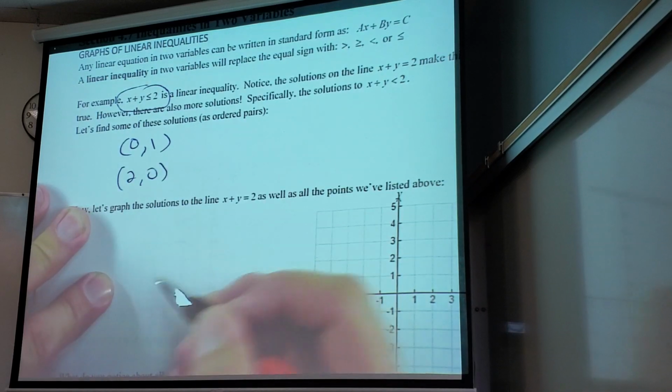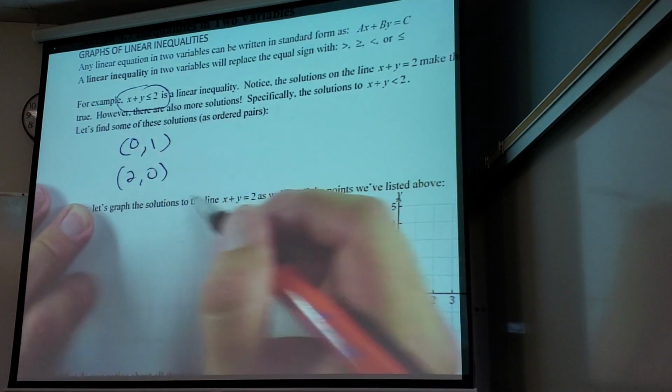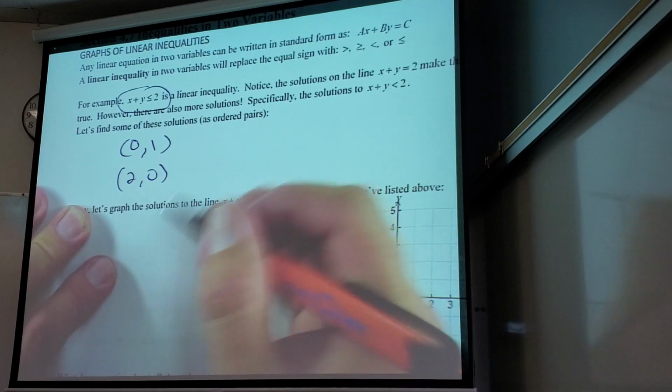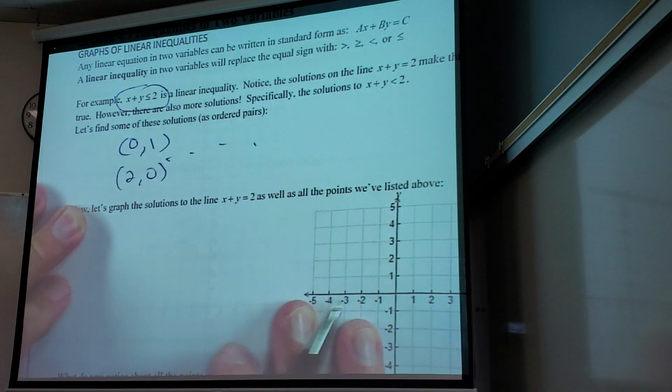Is that right? Yes. Because 2 plus 0 is definitely less than or equal to 2. So, I mean, I would go insane trying to list them all.